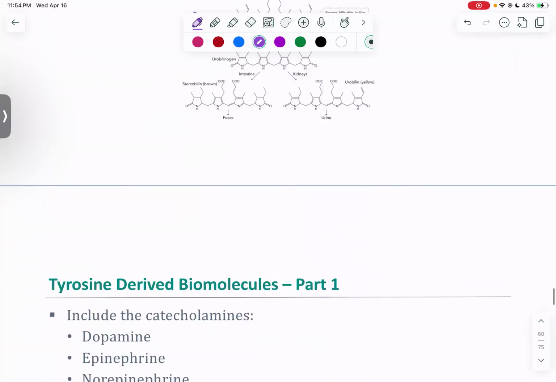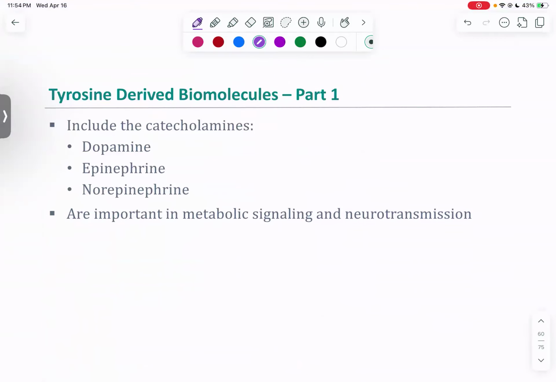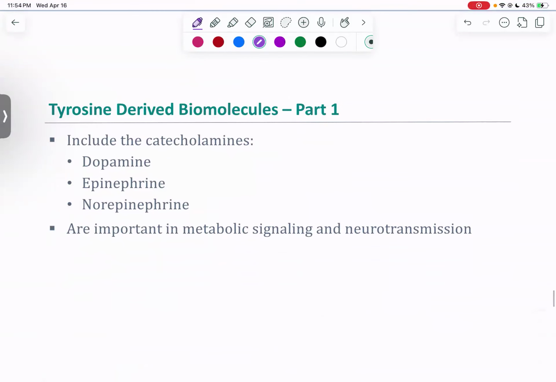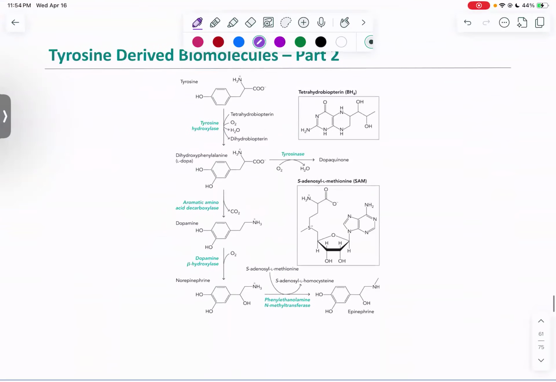Kind of a little interesting side trip. So that's kind of like your breakdown of those molecules. But now we have to talk about some other amino acid derived molecules that are really, really essential for your body for signaling and things like that. The catecholamines, including dopamine, epinephrine, norepinephrine, those are essential for neurotransmission. So if you need to signal something, these are extremely important. So let's talk about that.